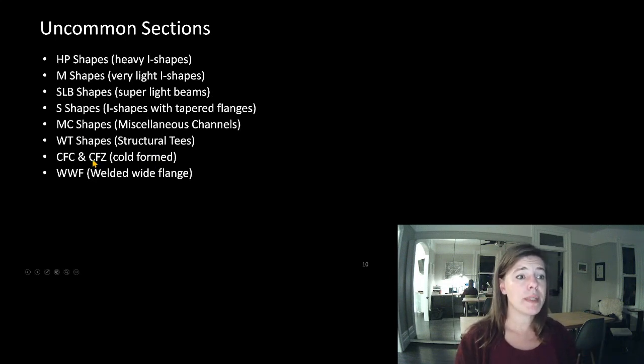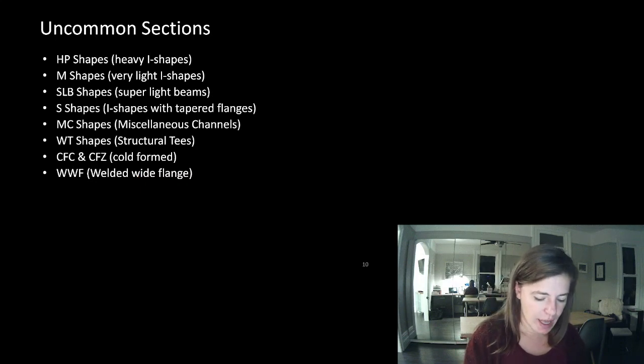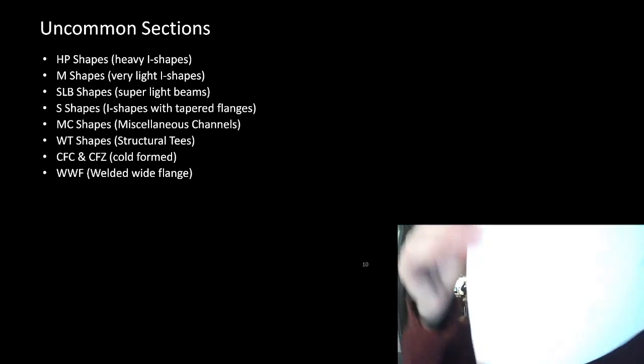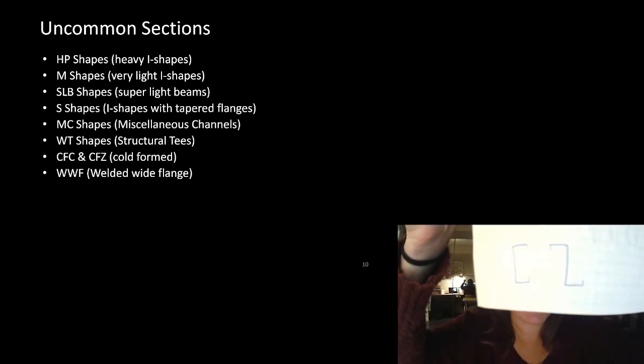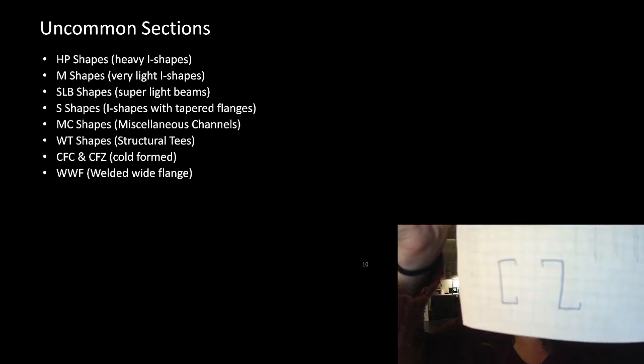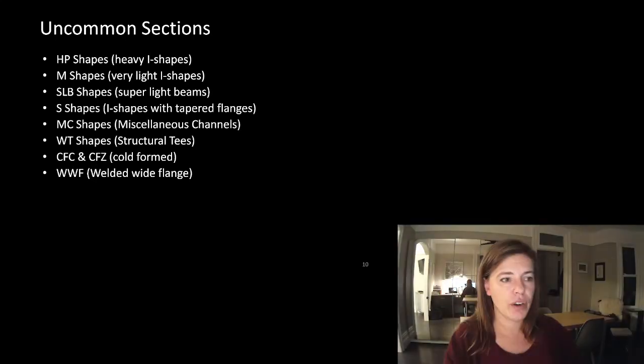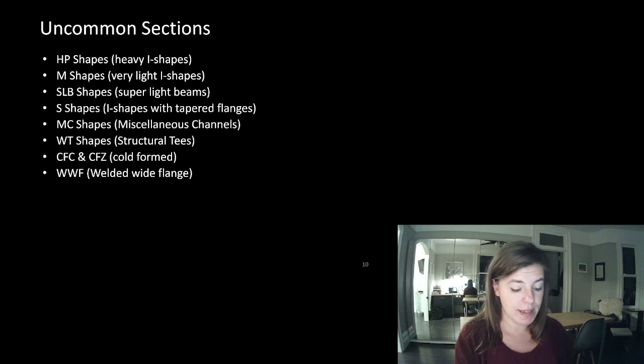We have cold formed sections called CFCs and CFZs. Those are usually girts on the outside of the building, and they're very lightweight. You can usually go to Home Depot or something and buy these. So those would look like something like that, for example. You can see a channel and a Z girt. And those would be cold pressed into shape. They're not very strong. They're good for very light work.